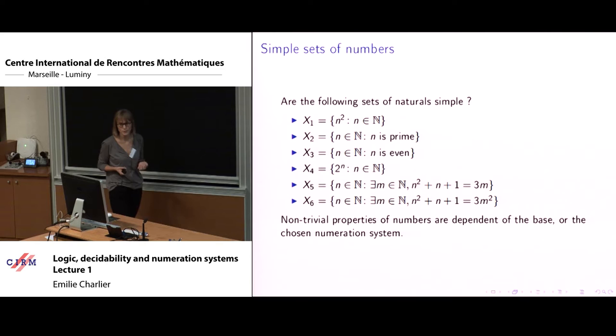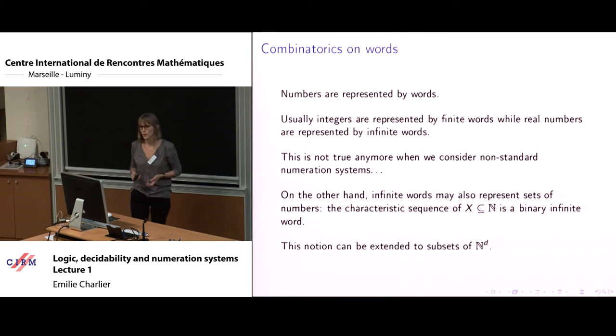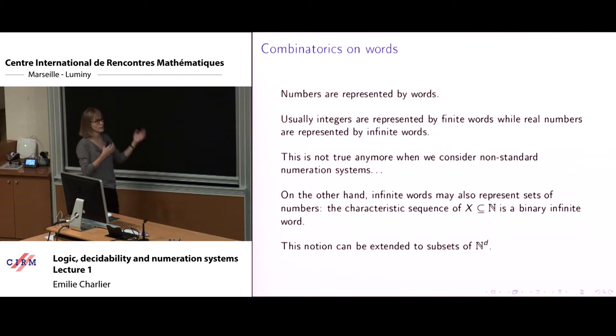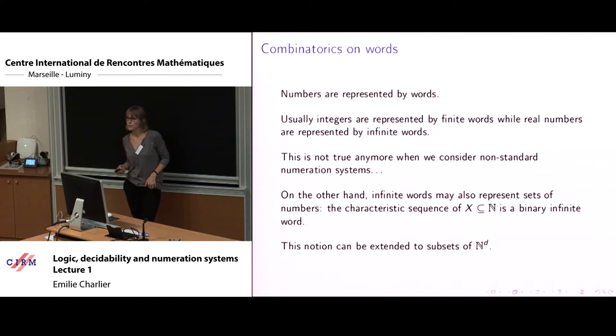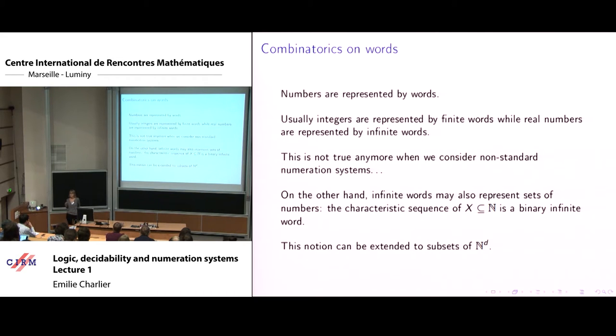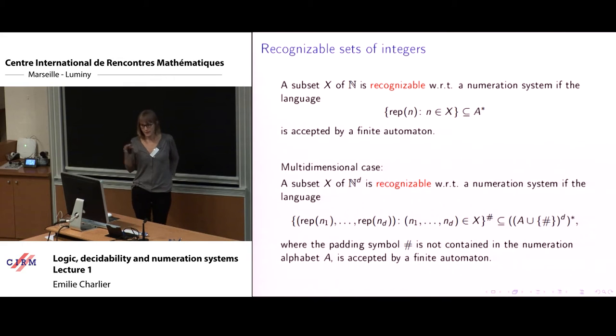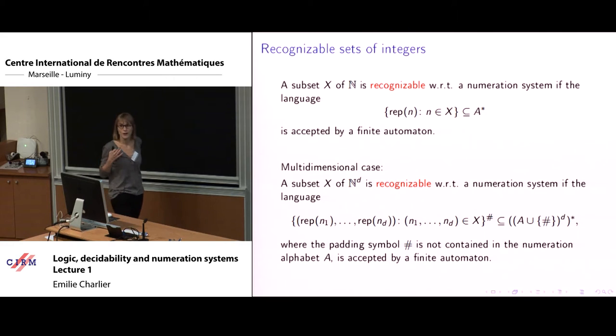It depends on the way you represent your numbers, and so the numeration system you're in. This is a link with combinatorics on words: on the one side we have numbers, but the representations are words. Usually we represent integers by finite words and real numbers by infinite words, but this is not true anymore as soon as you consider non-standard numeration systems; you might have integers also represented by infinite words, for example. On the other hand, infinite words may represent sets of numbers. For example, the characteristic sequence of a set of integers is an infinite binary word. And so we will use back and forth these notions between combinatorics on words and numbers. Of course, this notion can be extended to multidimensional frameworks, which we will do in a minute with the theorem of Büchi-Bruyère.